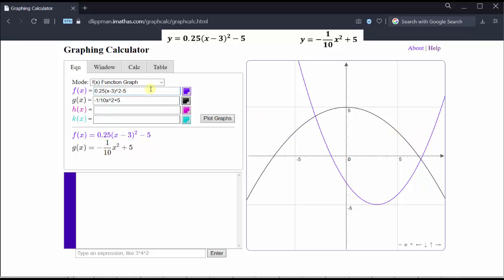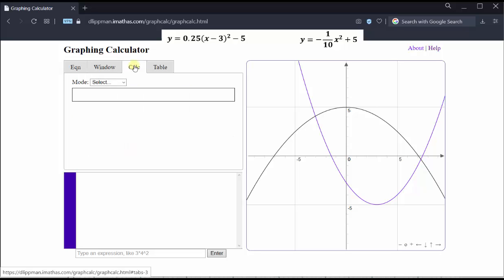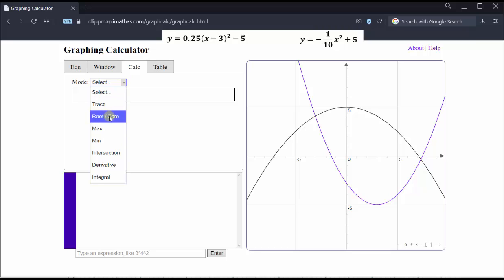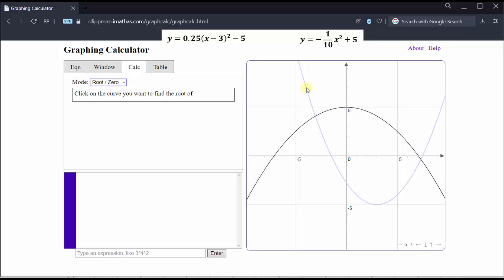Now let's work on determining the horizontal intercepts for f of x, which again is graphed in blue. To do this, we click on the Calculation tab in the upper left, click on the Select drop-down menu, and we find the horizontal intercepts by determining the roots or zeros of the function, and therefore we click the root/0 option. Notice now it says click on the curve you want to find the root of, which is the blue graph.